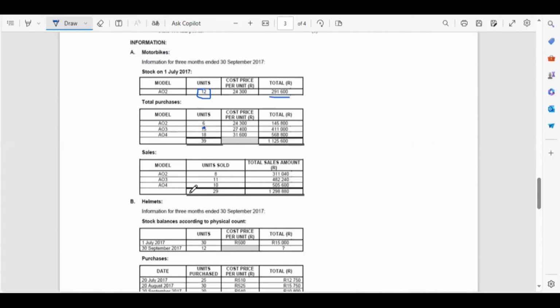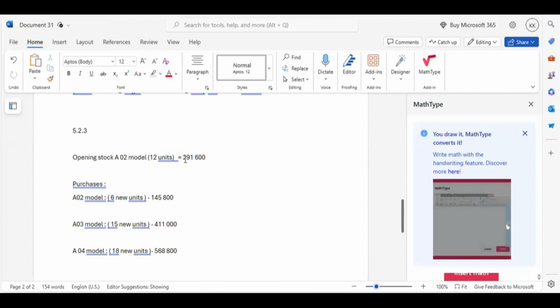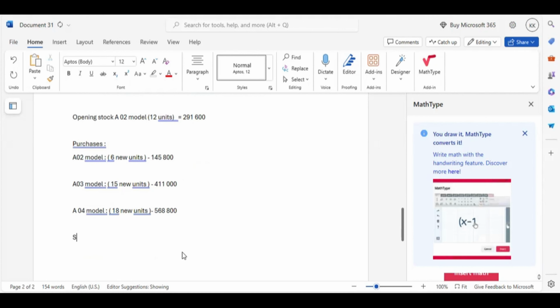Now with regards to my sales, how many did I sell? Here I'm going to say my opening stock, which was worth 291,600, plus my purchases with respect to my A02 model, A03 model, as well as my A04 model. So it's going to be 291,600 plus 145,800 plus 411,000 plus 568,800. Now, what am I going to subtract? I'm going to subtract the amount for my sales.